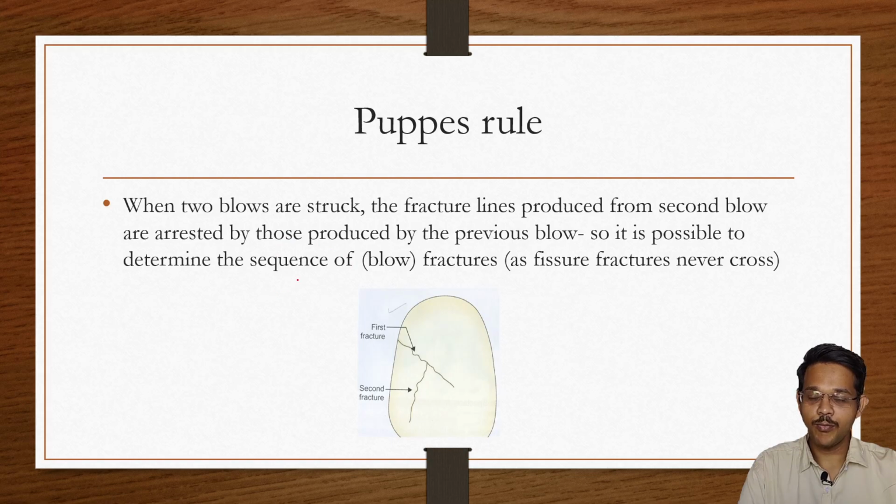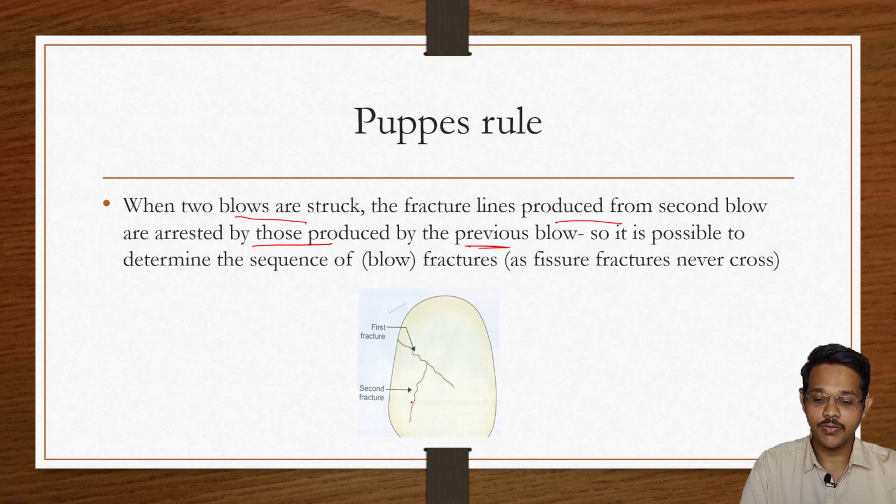In fissure fracture, Puppe's rule is applicable, which states that when two blows are struck, the fracture lines produced by the second blow are arrested by those produced by the previous blow. So in case of two blows, when the first blow causes a fracture, the second blow's fracture is stopped by the first. If one line of fracture is stopped by another line, that indicates the fracture that is stopped is the second fracture. It also determines the sequence of the blows, which is really helpful in evaluation.